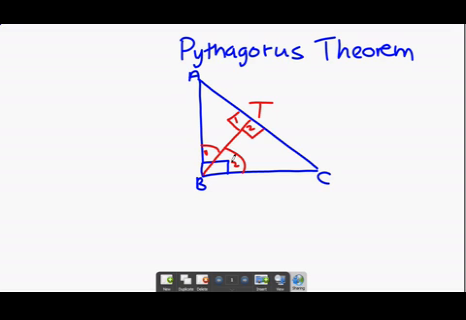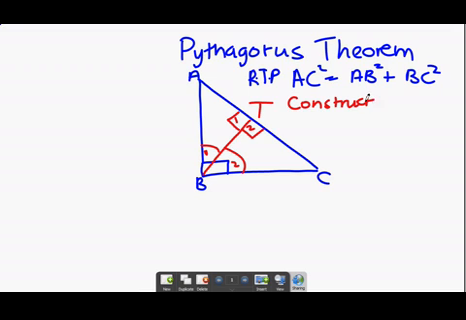Now, let's look at our Pythagoras theorem. What are we required to prove? We are required to prove that AC squared is equal to AB squared plus BC squared. That's what we are required to prove. So the first thing, like I said, we started out by doing what? A construction. We did a construction of BT such that T1 is equal to 90, T2 is also equal to 90.